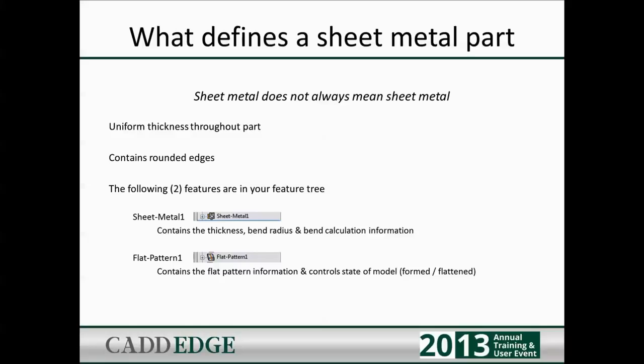The other feature is the flat pattern feature. So as it indicates, it contains all the flat pattern information. This also controls if the model's bent or folded as well. And that's just by suppressing or unsuppressing that feature.